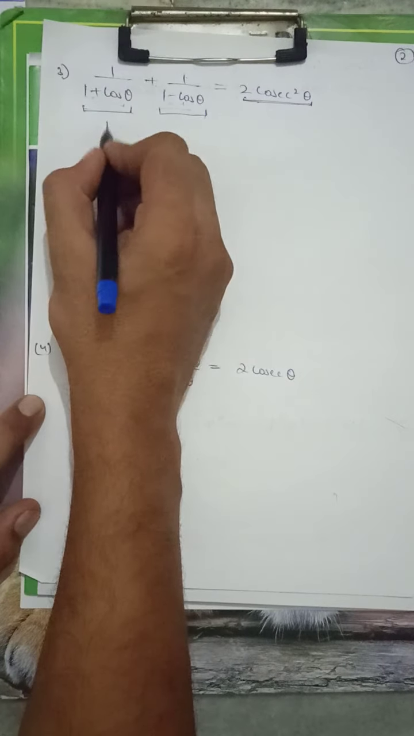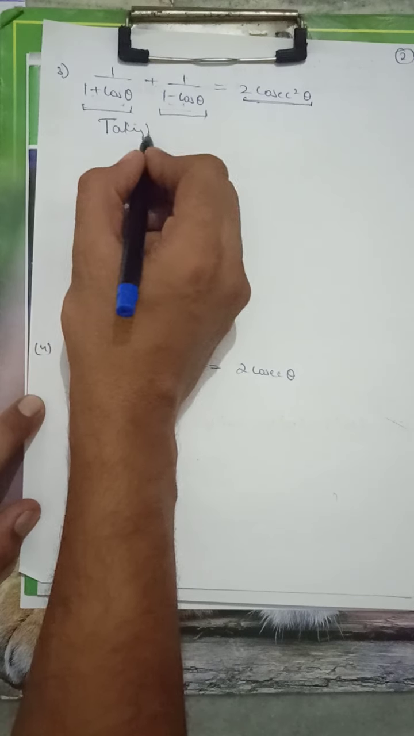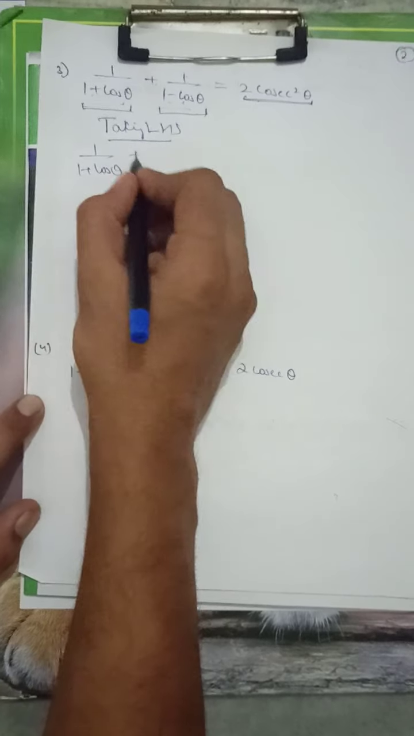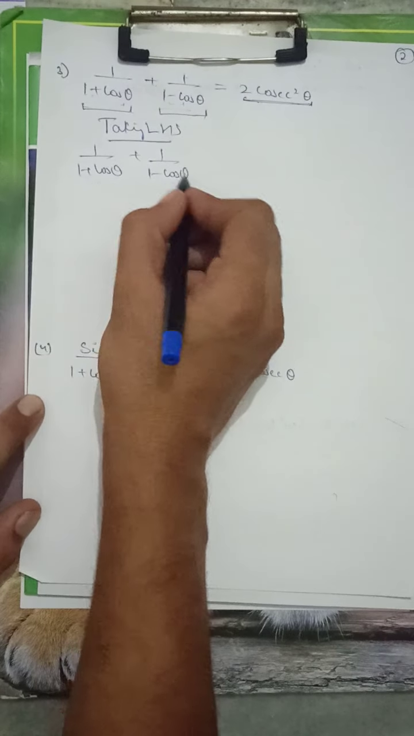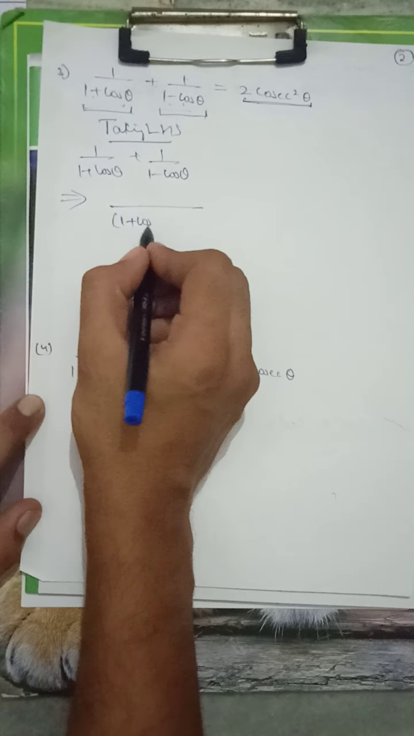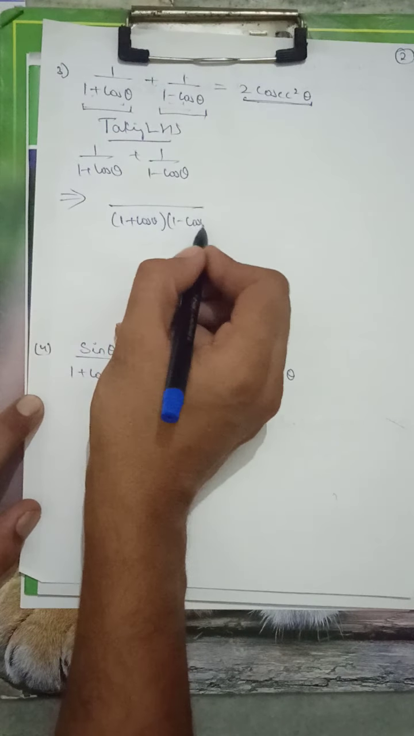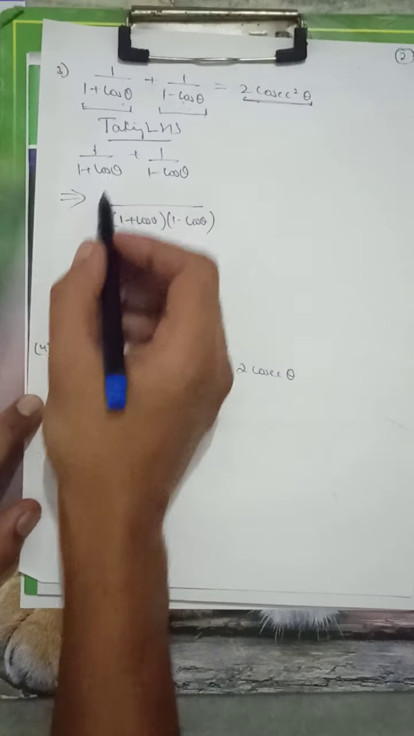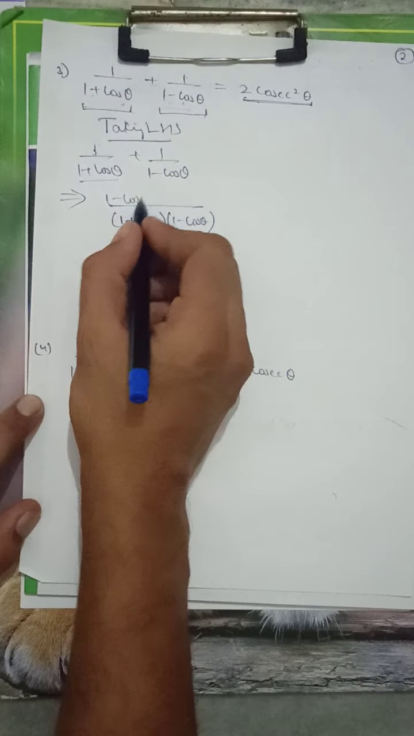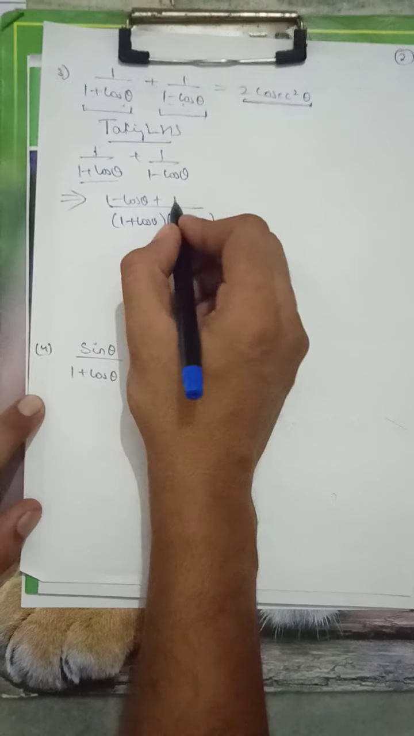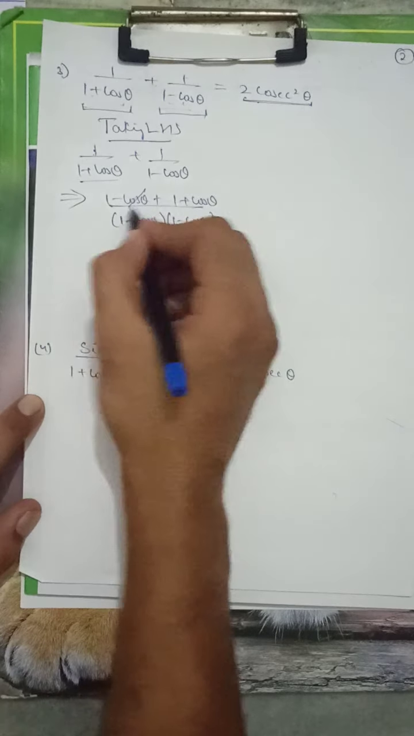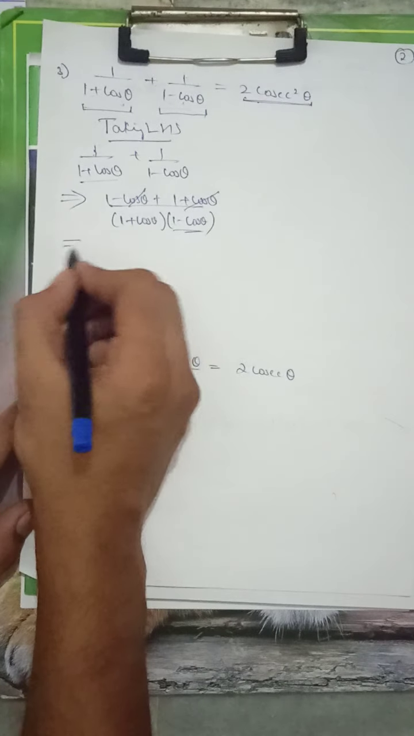We will take LCM. So first taking left hand side, 1 upon 1 plus cos theta plus 1 upon 1 minus cos theta. Now take LCM. 1 plus cos theta into 1 minus cos theta. Here it is 1 and 1 plus cos theta is here. So 1 minus cos theta will go in numerator and here 1 plus cos theta. Now anything that is cancelled, cos theta cancels with cos theta. What you are left with?